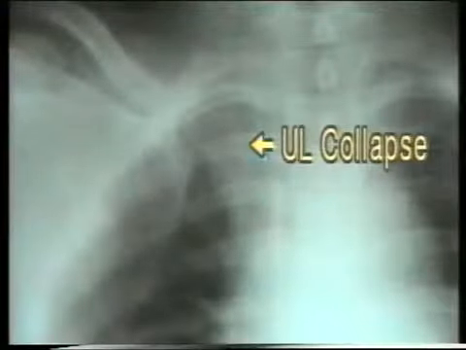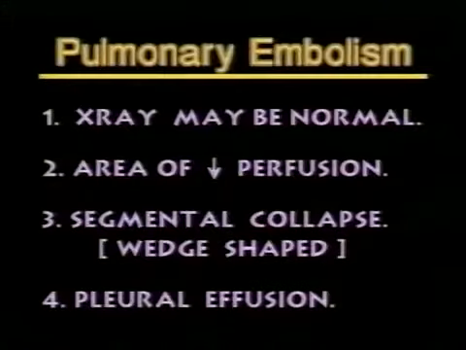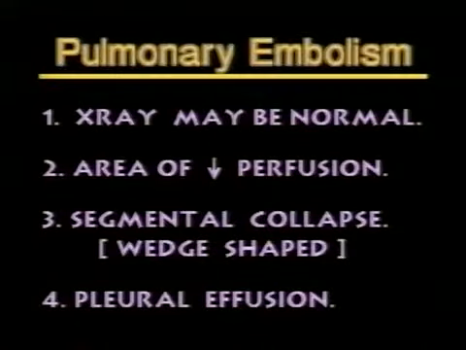The consolidation in pulmonary embolism is visible on the X-ray after 24 to 72 hours, and an X-ray taken immediately after the embolism will usually be normal, or it may show an area of reduced perfusion as an area of increased translucency. Smaller emboli may go unnoticed, but larger emboli will give rise to segmental collapse, which is seen as a typical wedge-shaped shadow, and it may be associated with a small pleural effusion.